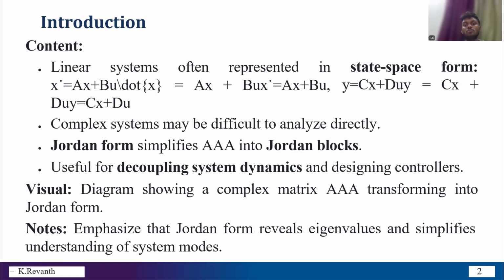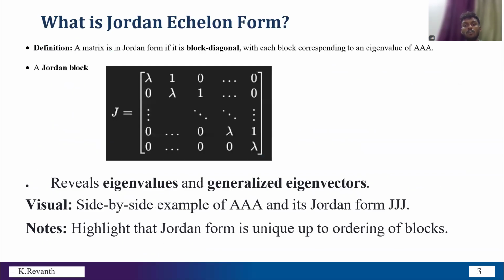That's where the Jordan echelon form helps. It provides a systematic way to simplify the matrix A into a structure that is much easier to interpret while still preserving all the essential dynamics of the system. We're going to the next slide.